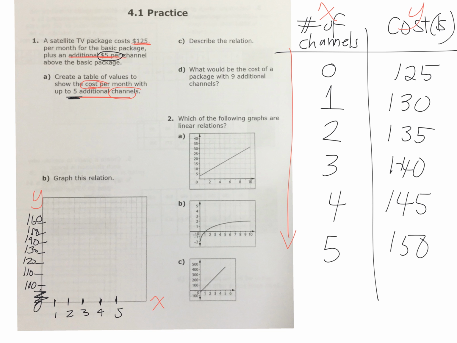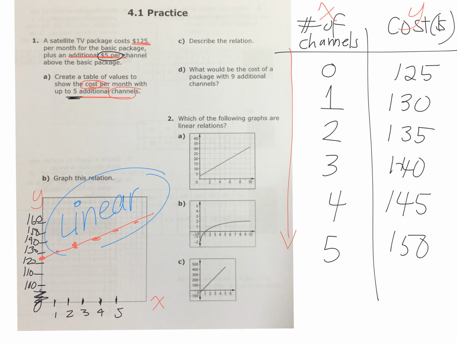Where does it start? 0 and 125, and then it goes up by 5. Sorry, I can't really see on here. It goes up by 5 every time you get a new channel. So your graph should look like this. Does the graph form a straight line? Yes. So this is very important. You're going to see this word throughout this chapter. If the graph is a straight line, it is linear. I want everyone to write this down.